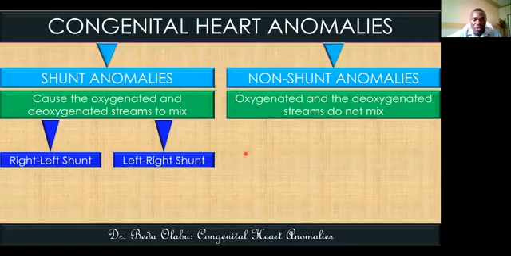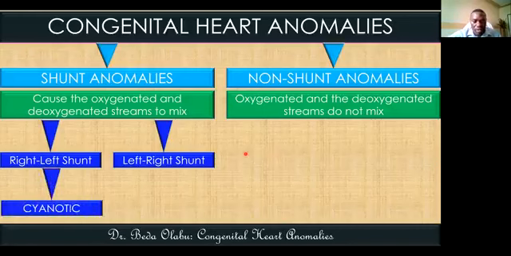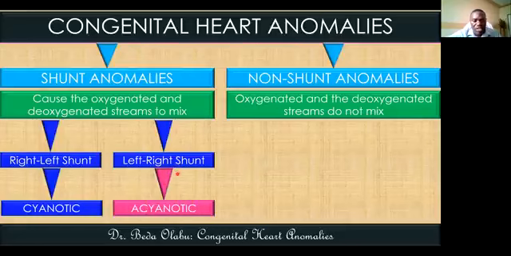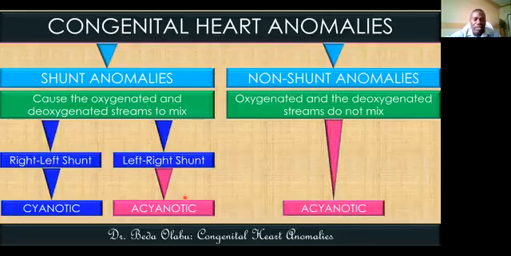So acyanotic congenital heart diseases are either the ones that have a left to right shunt or the ones which do not have a shunt. I have a feeling I said the wrong thing initially, so let me say that again. The acyanotic congenital heart diseases either have a left to right shunt or they are non-shunts. I want us to start with these ones, the left to right shunts.